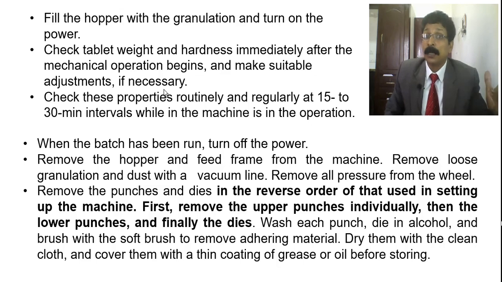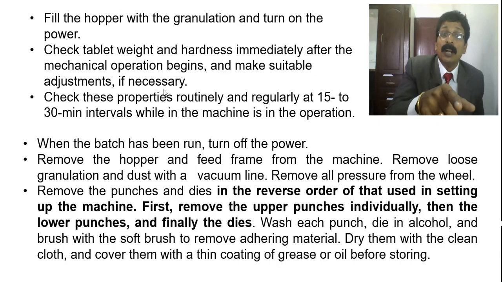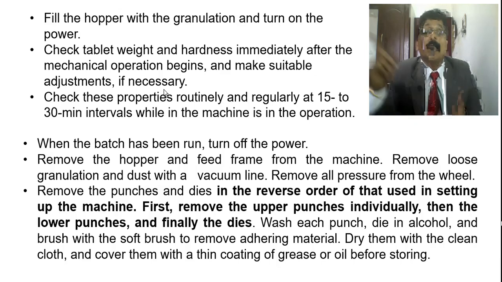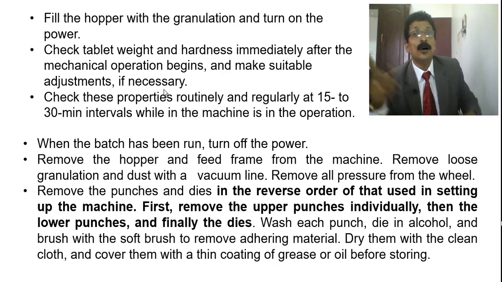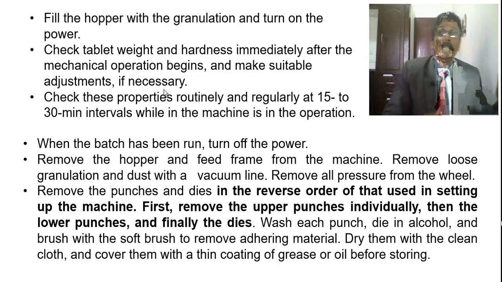While dismantling, what did you do? First the hopper, then the feed frame, then what are you removing? Removing the upper punch and then the lower punch. Finally, you are removing the die. So, can you see that? When dismantling, you are coming in reverse, and the order you should never forget.